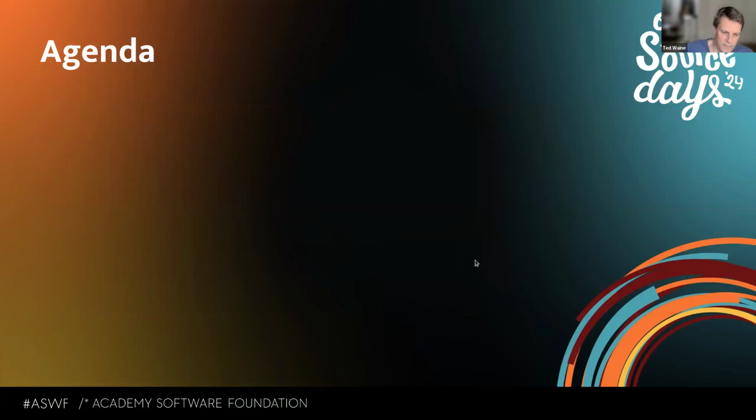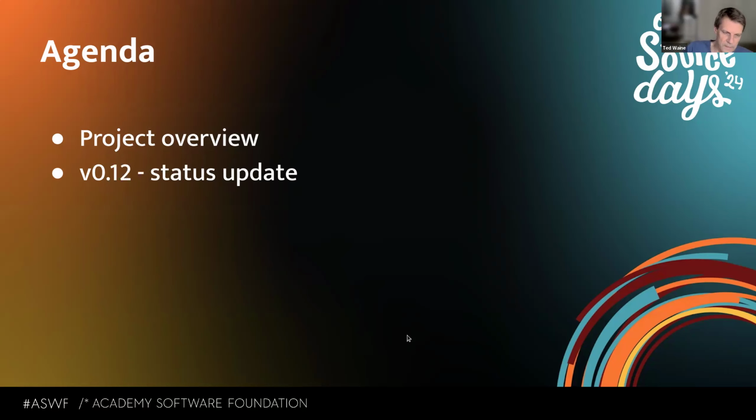Here's the order of play. What I'll do is start off giving you a brief overview of the project and what xSTUDIO is all about, just to set the scene. Then I'll go into the status of version 0.12, which is the code base that's currently available on the ASWF GitHub. We've done some important updates to this quite recently.